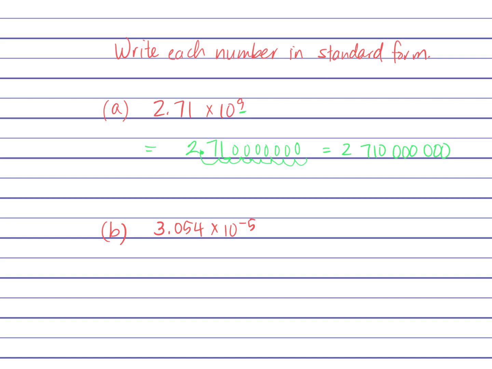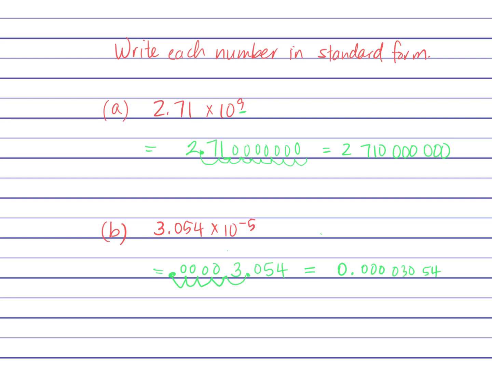Let's try a number that is much smaller. So if you look at this second question, it's a negative exponent, so it means we're going to move the decimal in the other direction because this is a tiny number. The first one was a very large number, and this one's a tiny number. Because the exponent is 5, I need to move the decimal 5 times. 1, 2, 3, 4, 5. The new decimal place is here, and I fill in with zeros.